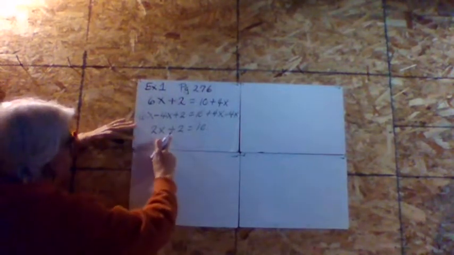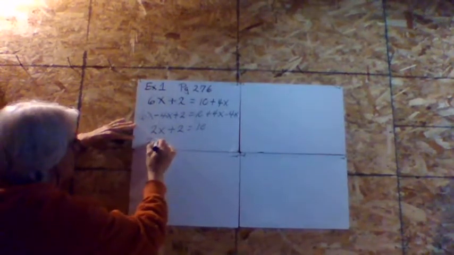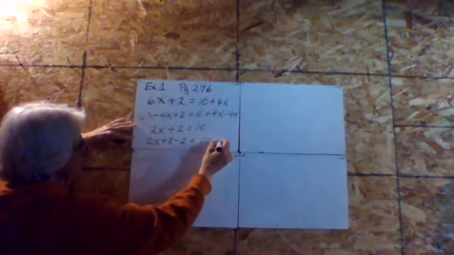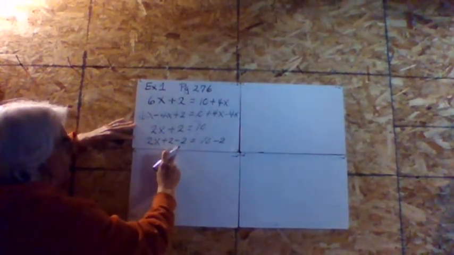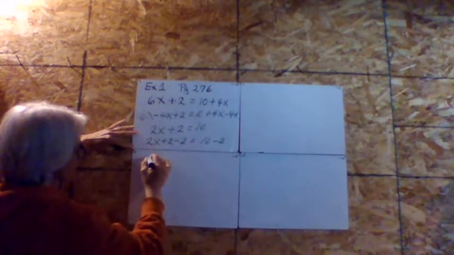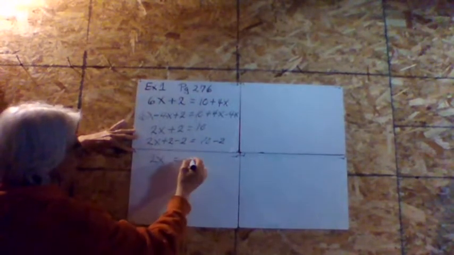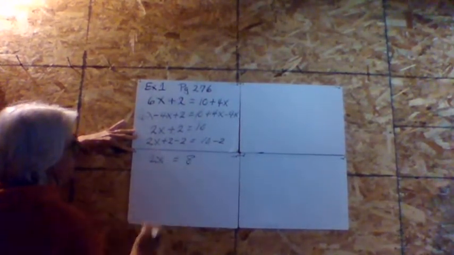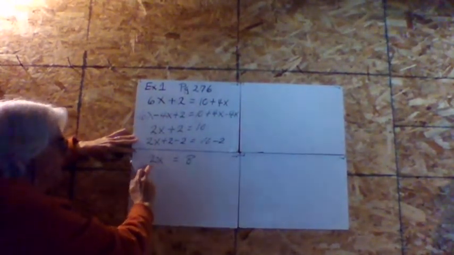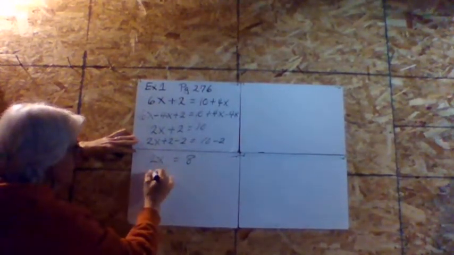Now I have to move that 2 over to the right-hand side because my goal is to get the x by itself. So I would have 2x plus 2 minus 2 equals 10 minus 2. I subtracted 2 off my left-hand side, so I have to subtract it off the right-hand side. These cancel each other out, leaving me with 2x equals 10 minus 2, which is 8. The final thing I have to get rid of is the 2 to get the x by itself. So I have a multiplication of 2. The opposite of multiplication is divide. So I'm going to divide this by 2.